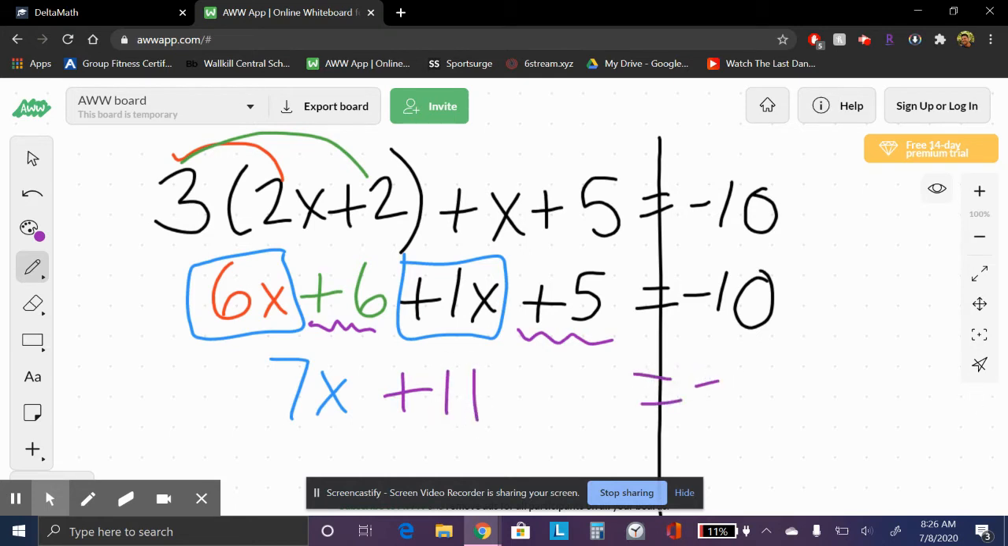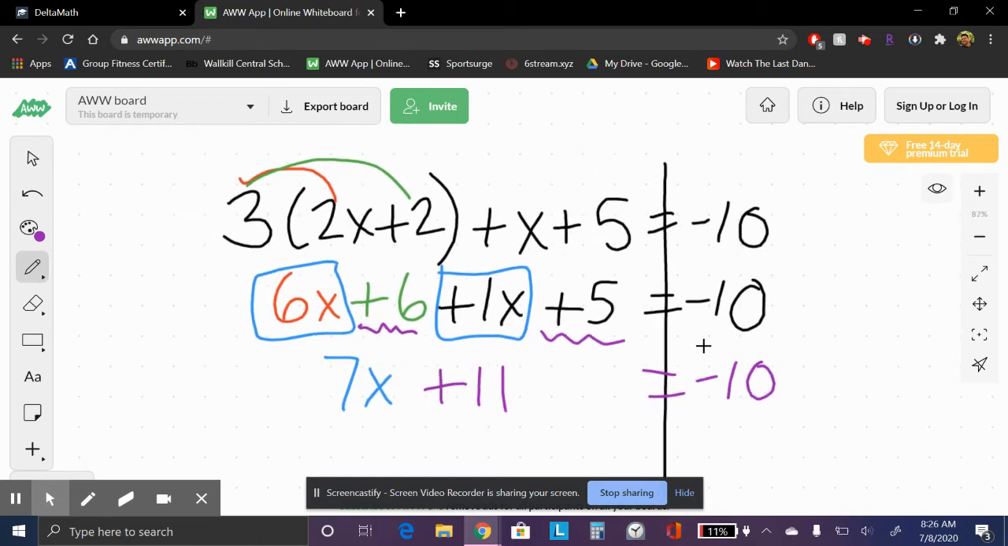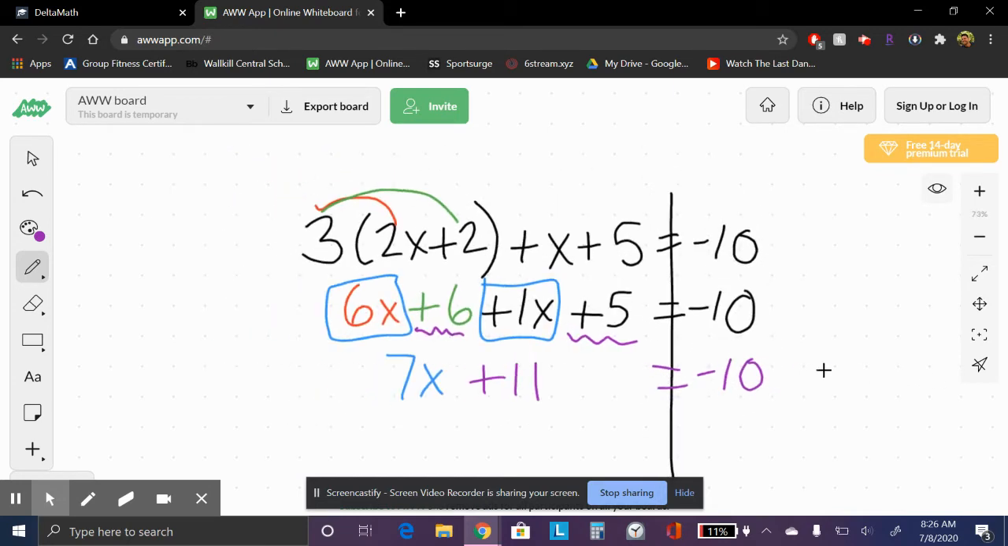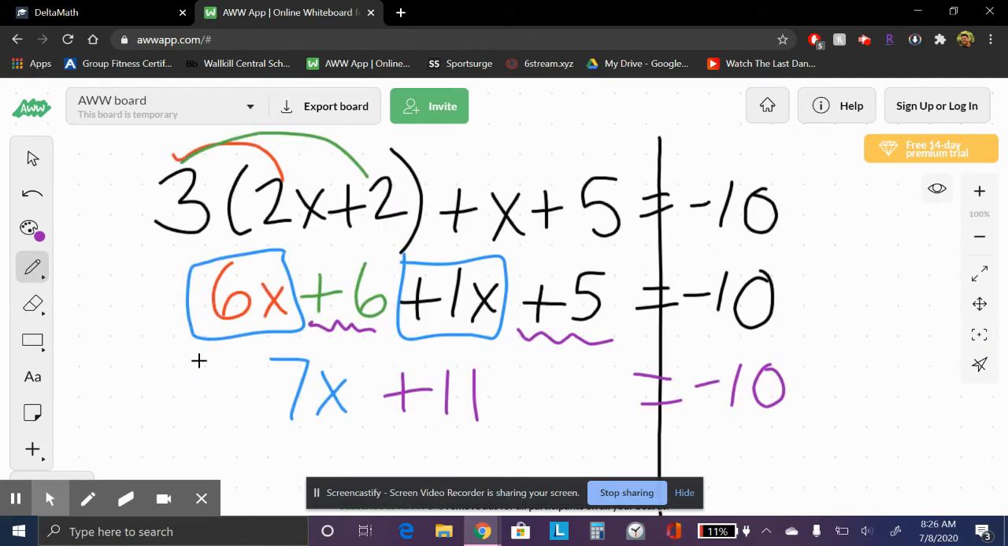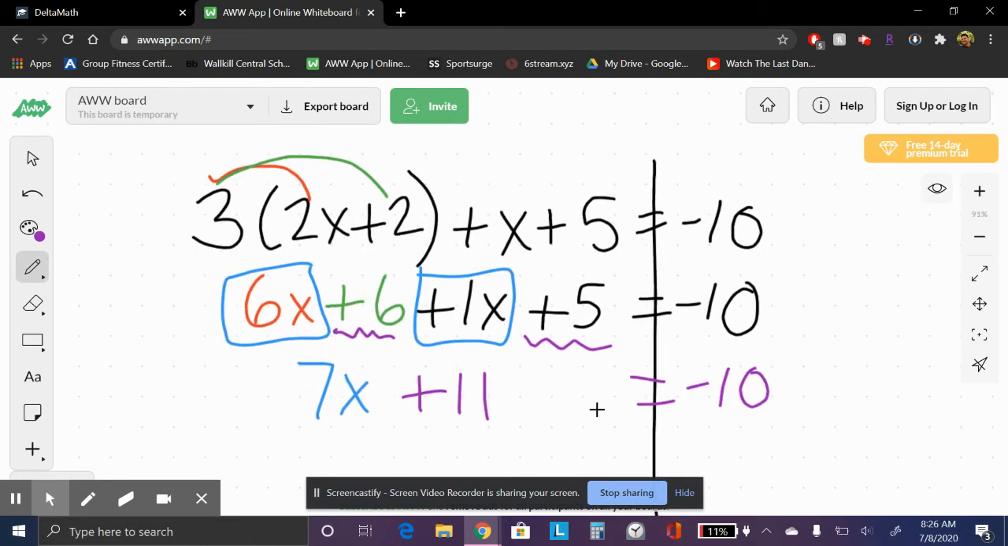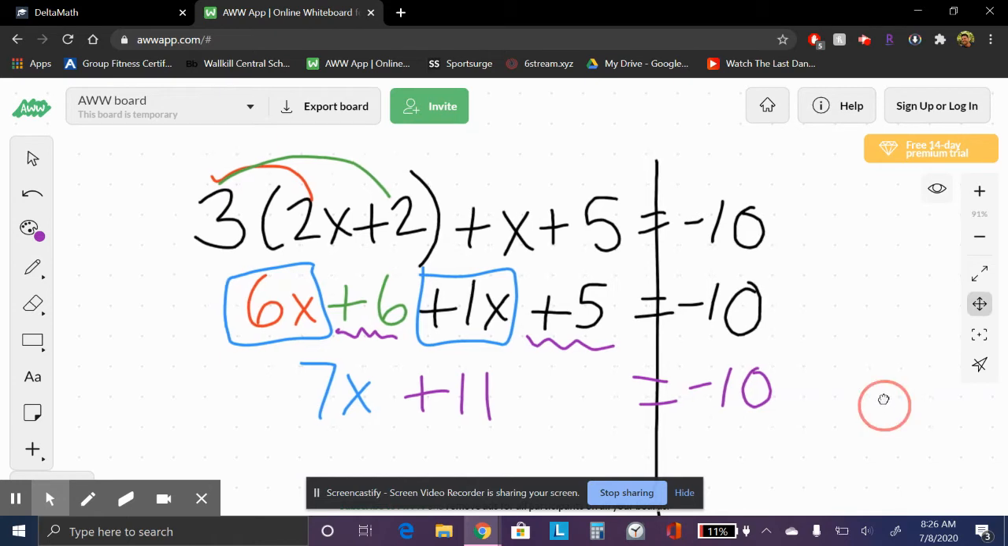Then that becomes a two-step equation that we're used to doing. All right, I'm going to try and do this. There we go.